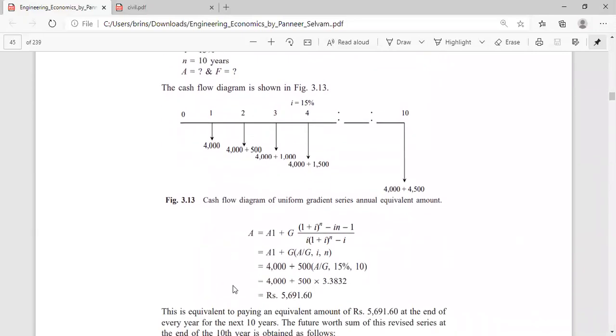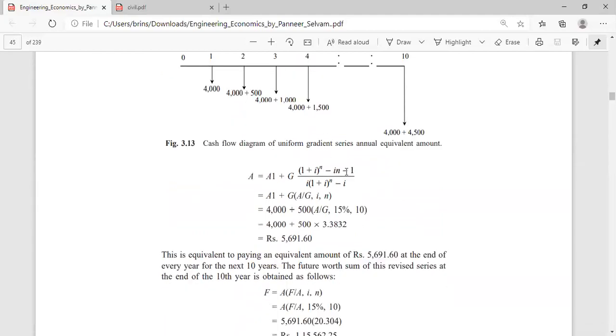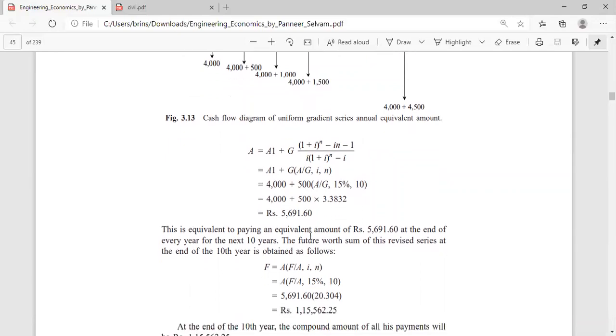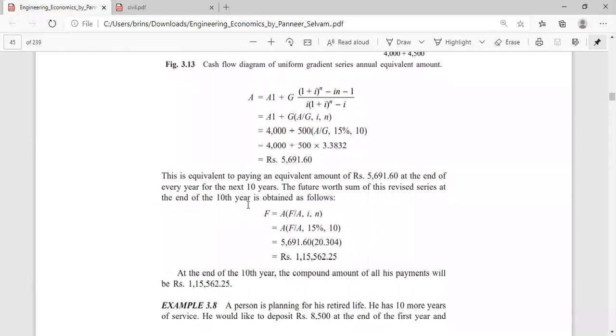Here you can understand from the chart that in the first year he deposits 4,000, then 4,000 plus 500, then 4,000 plus 1,000, gradually increasing till the 10th year, with an interest rate of 15%. You can substitute in the given formula and arrive at the result. This is equivalent to paying an equivalent amount, which they have arrived at as 5,691 rupees 65 paise, at the end of every year for the next 10 years.